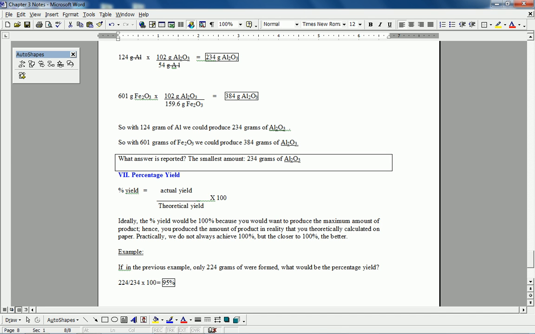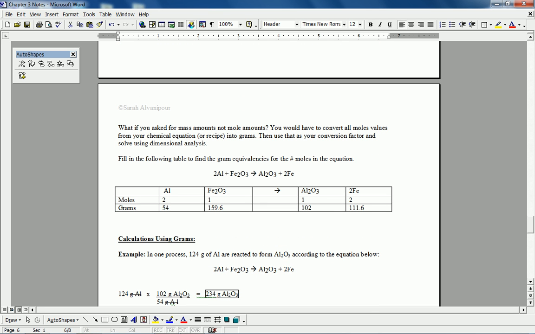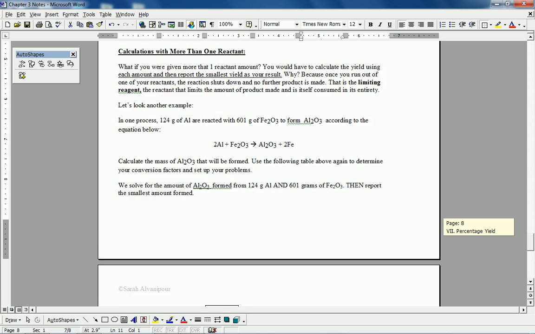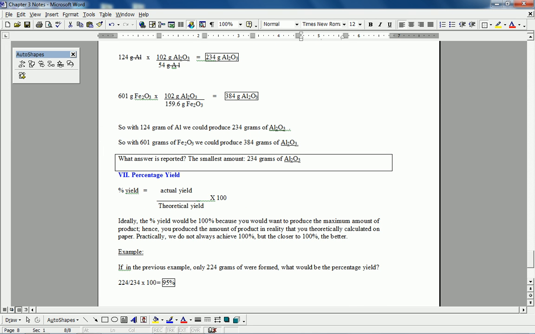There's the 124 grams of aluminum that we've already calculated using the conversion factor of 54 to 102 that produced for us 234 grams of the aluminum oxide. Let's see how much this 601 grams of iron 3 oxide will produce. Here's the conversion factor. Where am I getting the 102 and 159.6? Looking right here, 159.6 grams of iron 3 oxide produces 102 grams of aluminum oxide. So there's where I'm getting my numbers, because those are the two compounds I am dealing with in this problem. So 159.6 grams of iron 3 oxide is equivalent to 102 grams of aluminum oxide.